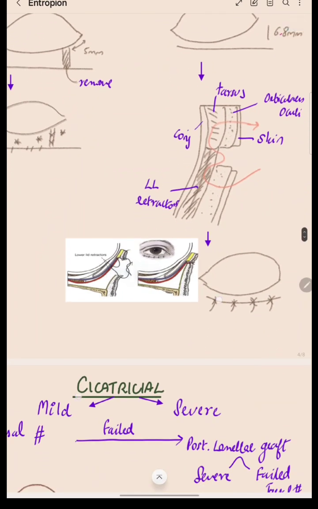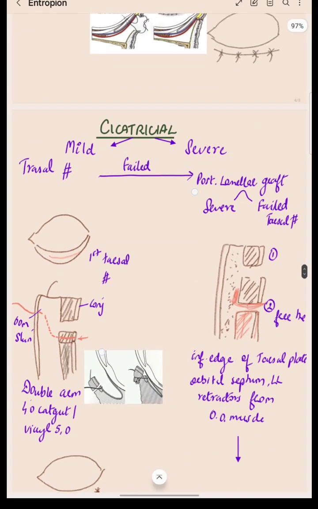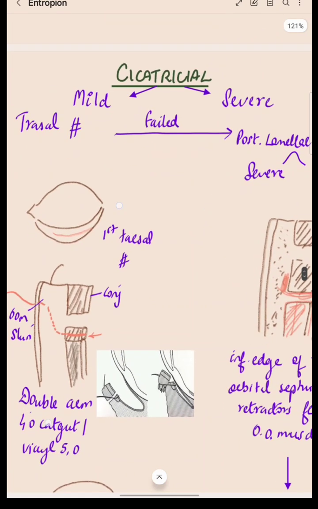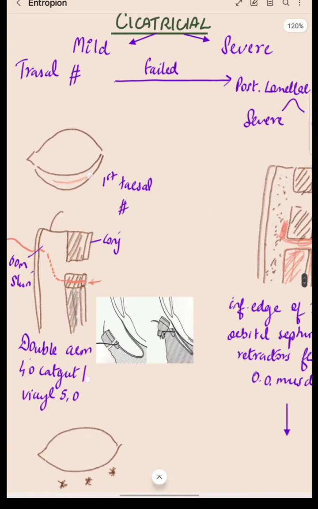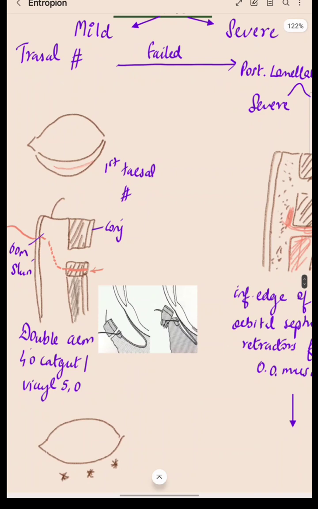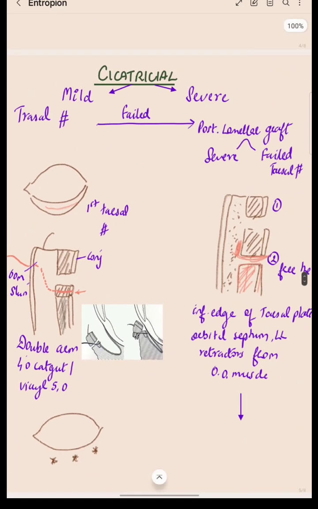Now next is cicatricial entropion. In cicatricial entropion, in mild cases we do a tarsal fracture. In mild cases, for the tarsal fracture, we give a transconjunctival incision to divide the tarsal plate. Then a double arm 4-0 suture is entered below the cut end of the tarsal plate, then exits through the skin. A disadvantage of this procedure with the skin approach is that there can be necrosis of the lid margin.